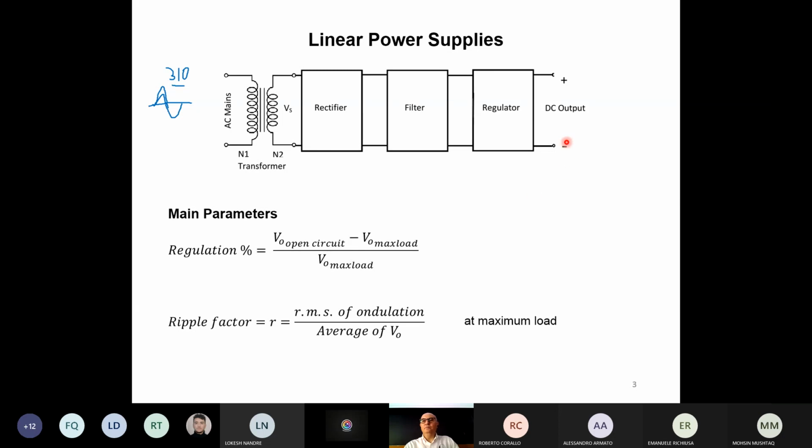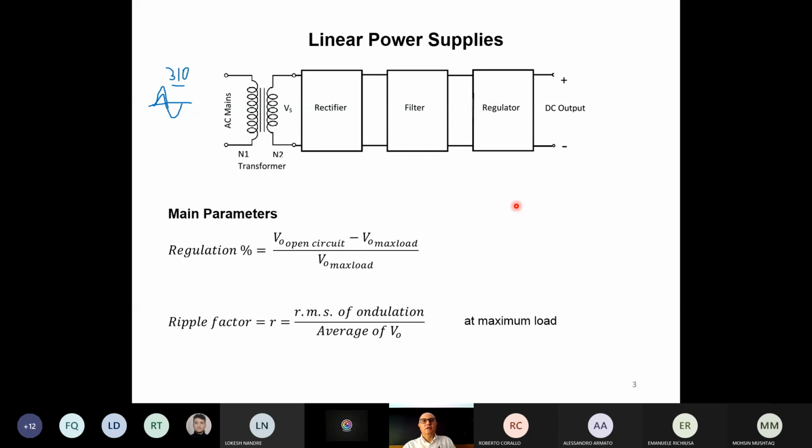But this DC output can be generated using only the first 2 blocks, rectifier and filter. We consider a linear power supply if we add the regulator. The regulator is a piece of electronics which has some feedback inside it, which is used for stabilizing at a very high level the output voltage.